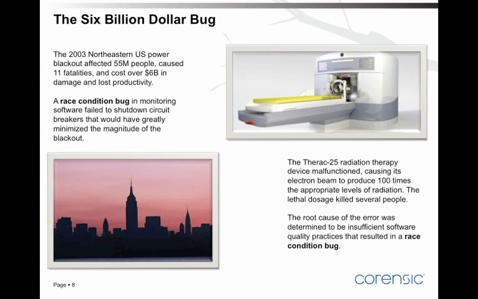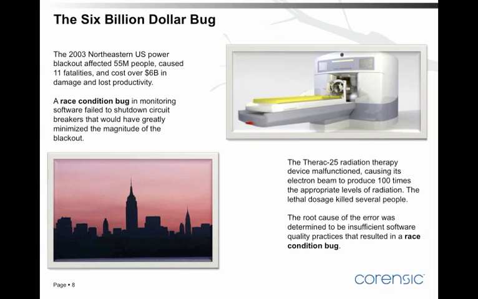Now, concurrency errors can have grave ramifications. In 2003, the entire northeastern U.S. power grid blacked out. This affected 55 million people, caused 11 fatalities, and cost over $6 billion in damage and lost productivity. The culprit was a race condition bug that had been executing in monitoring software. Now, this monitoring software had been running for millions of hours and for over a decade without any errors whatsoever. And then one day, a particular thread timing caused a race condition that caused the monitoring software to fail to recognize that it needed to shut down circuit breakers. Had those circuit breakers actually been shut down, the entire blackout would have been averted.